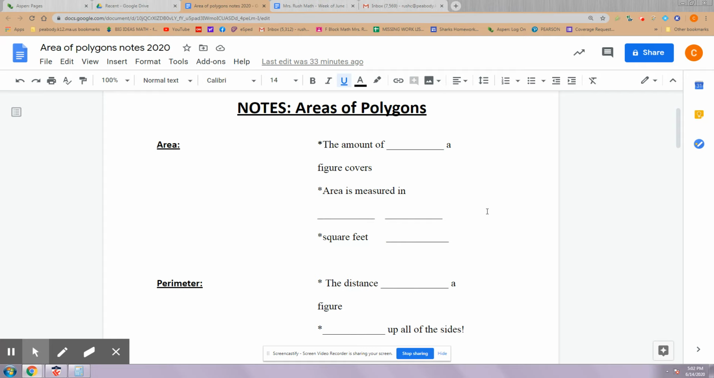All right, so the first thing I want to talk about is what area is. The area of a polygon is the amount of surface a figure covers. I usually think about the area as all of the space inside a figure. But it's also the amount of surface a figure covers, or it can be the space inside. Area is measured in square units.